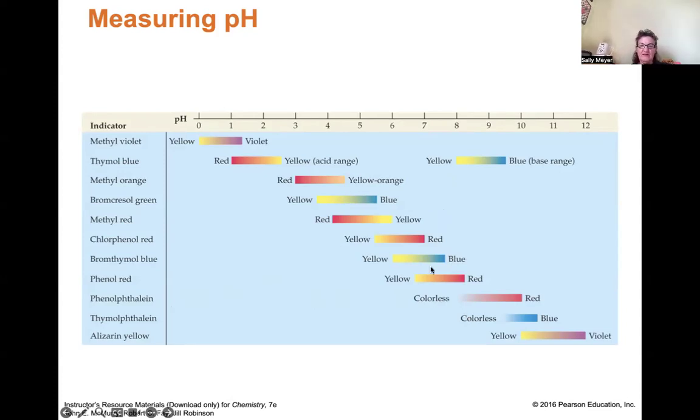This isn't something you have to know, but it's just a good thing to understand. How would we know the pH of something? Oftentimes we know the pH by using an indicator.